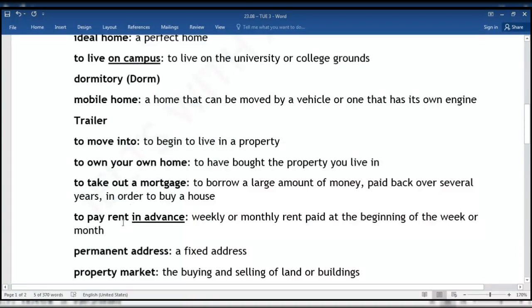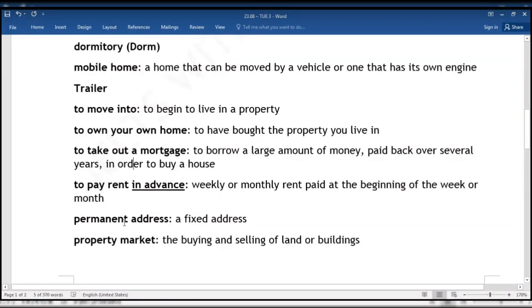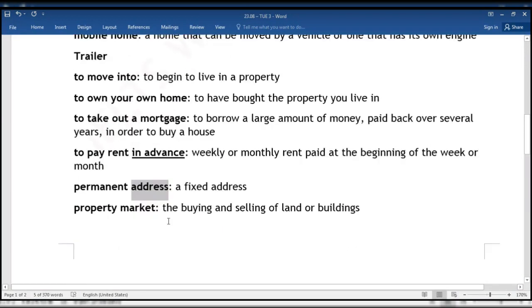Next is to pay rent in advance. To pay rent in advance. Permanent address. Let's say this word again. It's a very popular word in this topic. Address. Property market.